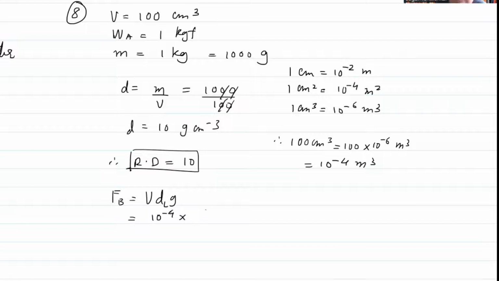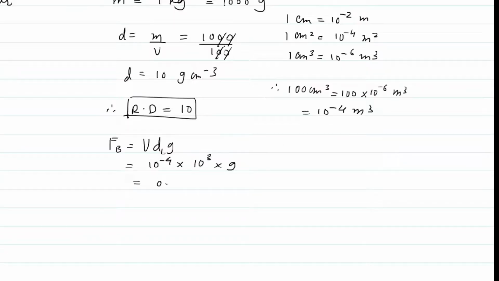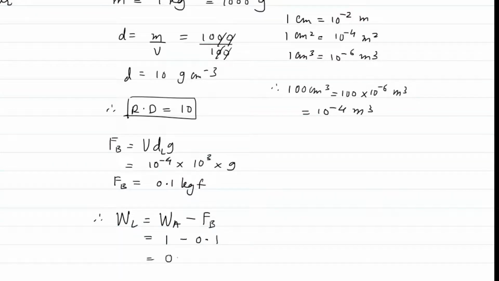What about density? This is water, so that is 1000 and g. So that will be 0.1 kgf will be the buoyant force. And therefore weight in water is weight in air minus the buoyant force. That will be 1 kgf minus 0.1. That will be 0.9 kilogram force will be the weight in water.